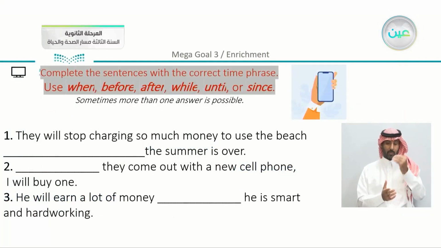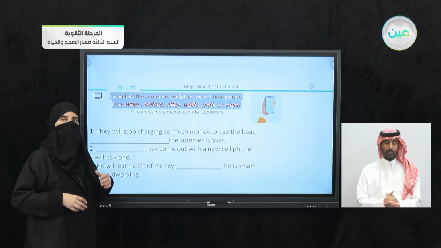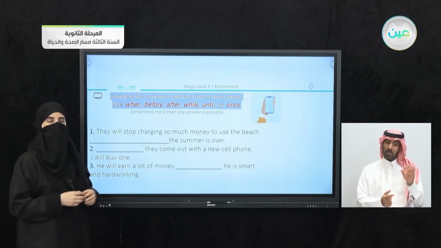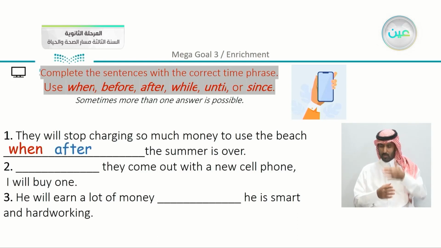Now in this part we are going to use the correct time phrase or the time expression as we mentioned. Now we have here when, before, after, while, until, or since. So sometimes more than one answer is possible. You can either choose one answer, or if you chose something that is different, I'm going to show you that we can use up to 3 answers at the same time in some sentences. Now they will stop charging so much money to use the beach, the summer is over. We can say either when the summer is over, or after the summer is over, or since the summer is over.